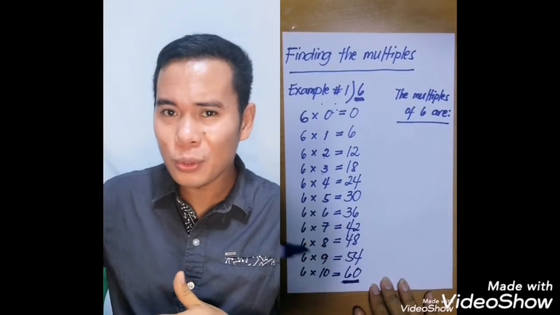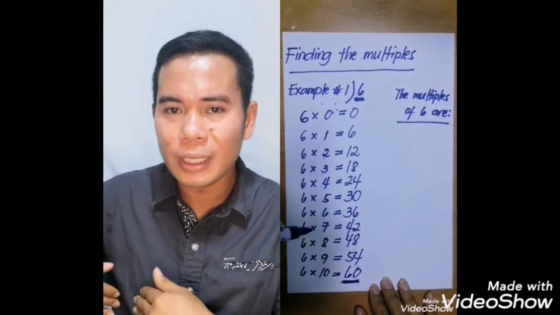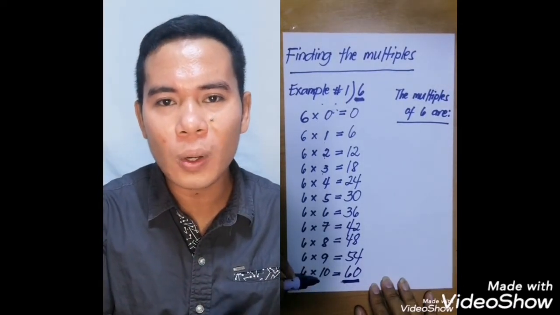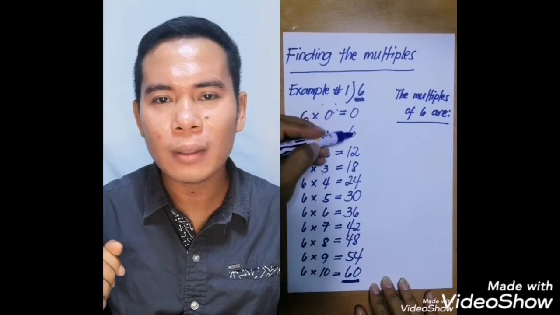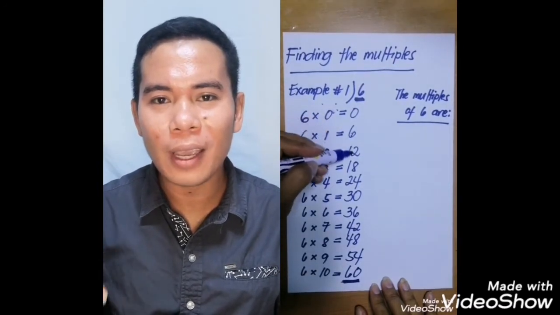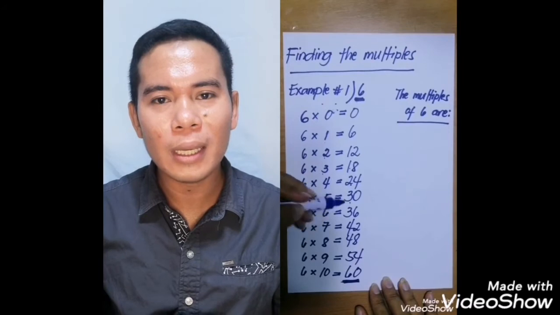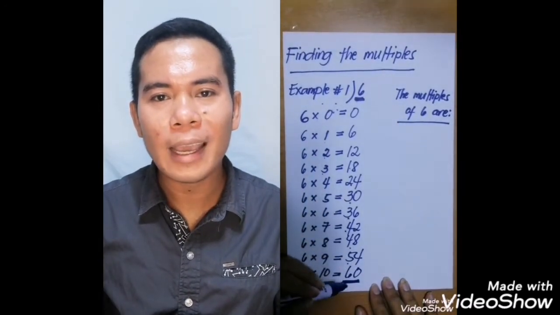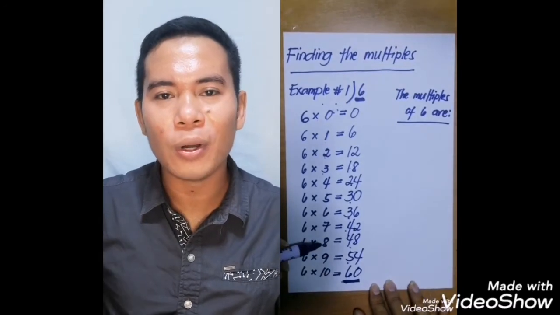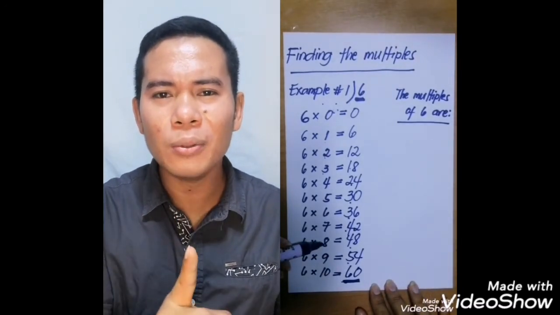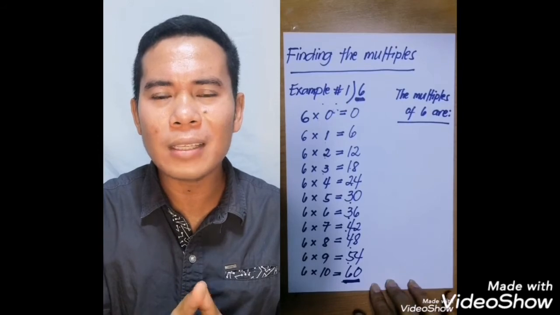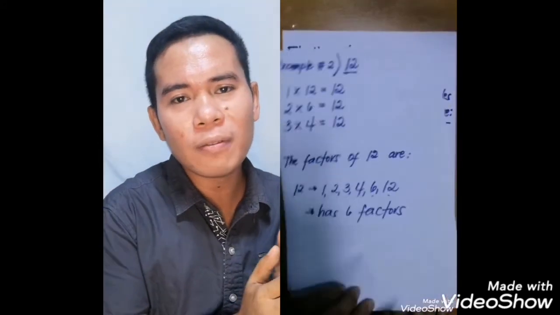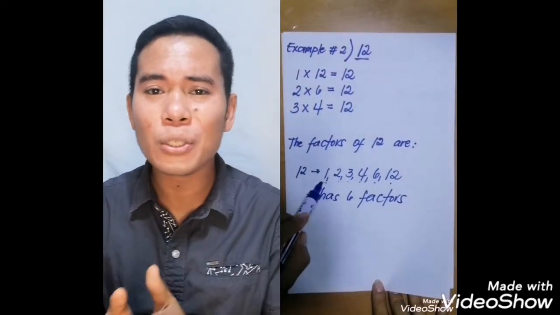But we can still use the rest of the numbers after 10. So I could say that the multiples of 6 are 0, 6, 12, 18, 24, 30, 36, 42, 48, 54, and 60, and so on and so forth. Here's the clue, guys. When we want to list down the factors of a certain number, it always starts from 1 and ends with the number itself.